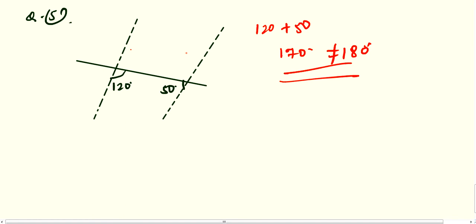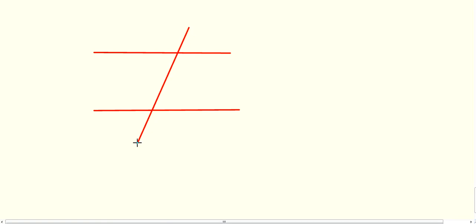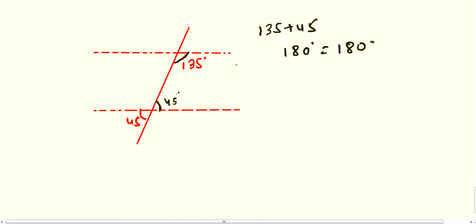Clear? Then question number 2. For this question number 2, we have 135 degree and this angle is 45 degree. Now if this angle is 45 degree, that means this angle is also 45 degree because of vertically opposite angles. Now these two are co-interior, 135 and 45. If we add, we get 180 degree, equal to 180. So yes, these two lines are parallel.